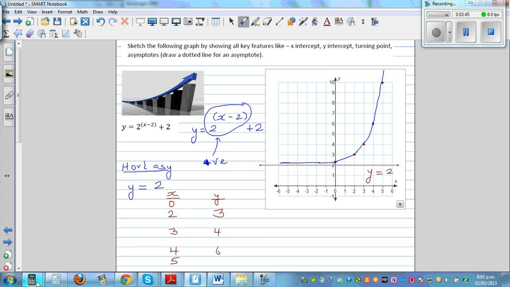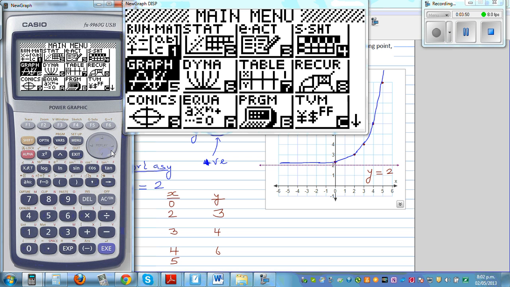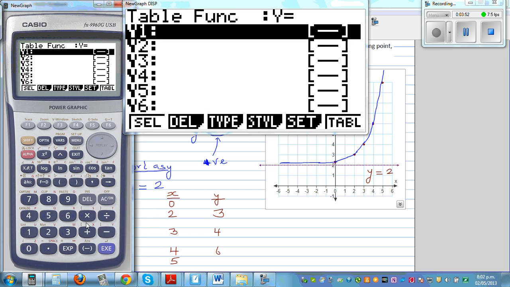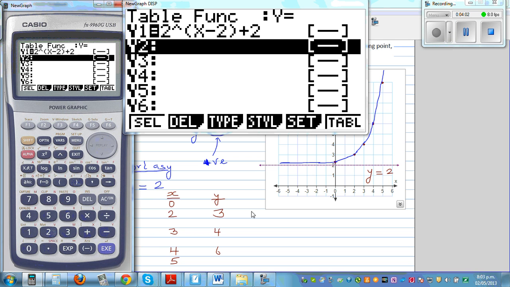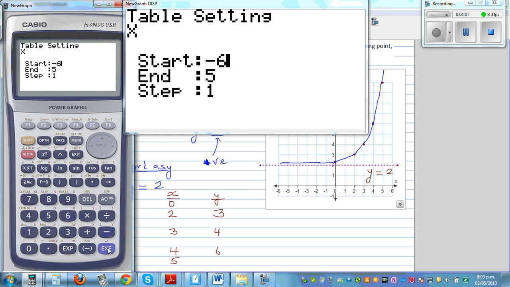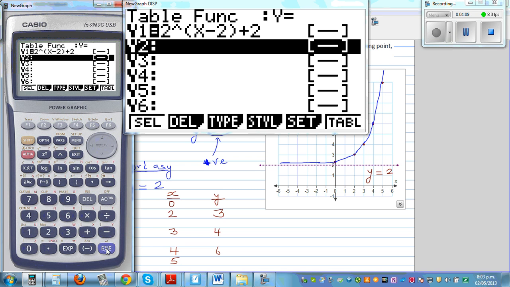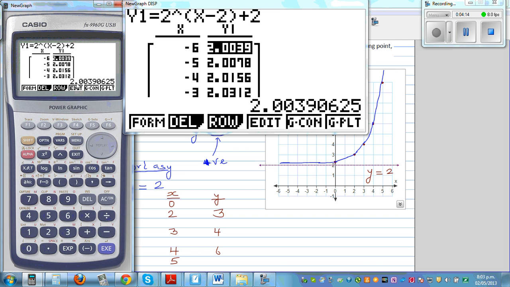Now if you want to check these values on the calculator, go to your table menu and type in 2 raised to bracket x minus 2, close the bracket, plus 2. Let's go from minus 6 to plus 6. And see, when x is negative 6, y is 2.00, so this is very close to 2. This is always going to be about 2.